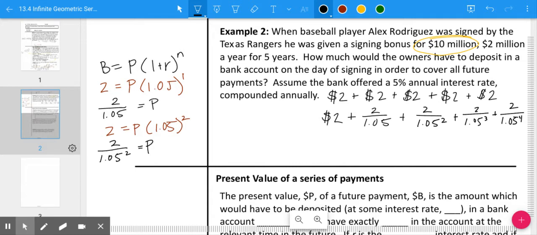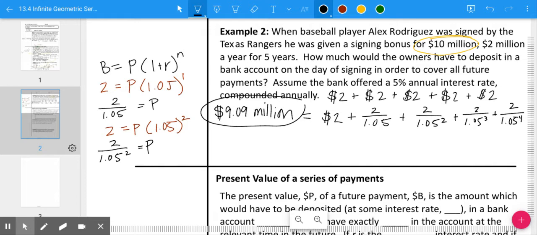Well, how do I find out how much money I need? Well, of course, I can just total all these up on my calculator and I can get 9.09. So that tells me I need $9.09 million right now to pay that out. Well, what if this was going on for more than 5 years and I couldn't do it by hand? Then we would need an equation.